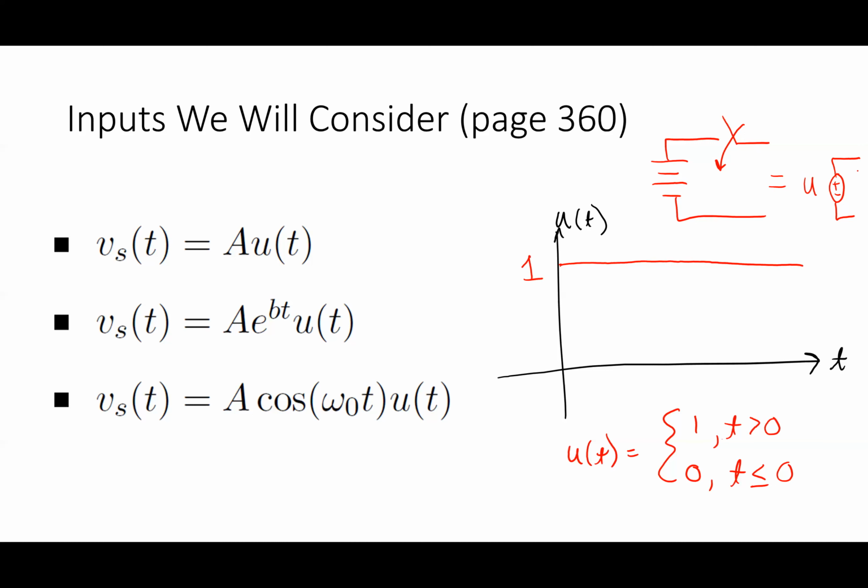Now notice all of these things here have u of t in them. Why do I multiply it by u of t? What does it mean to multiply by u of t? If I take a cosine and multiply it by this guy right here, what does that make that cosine look like? What does it do to it?